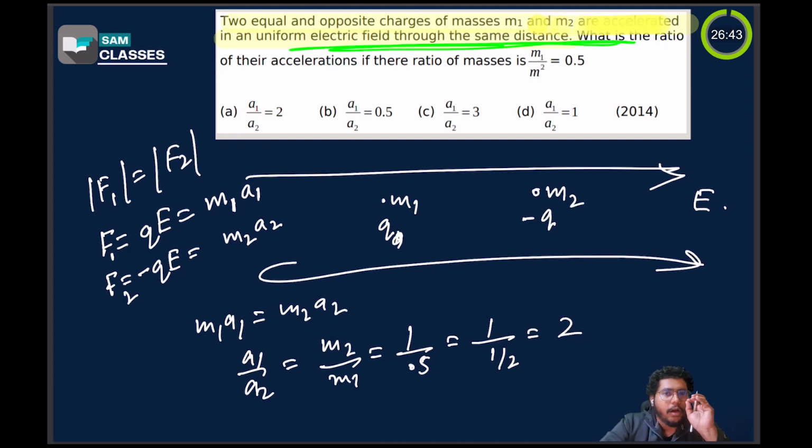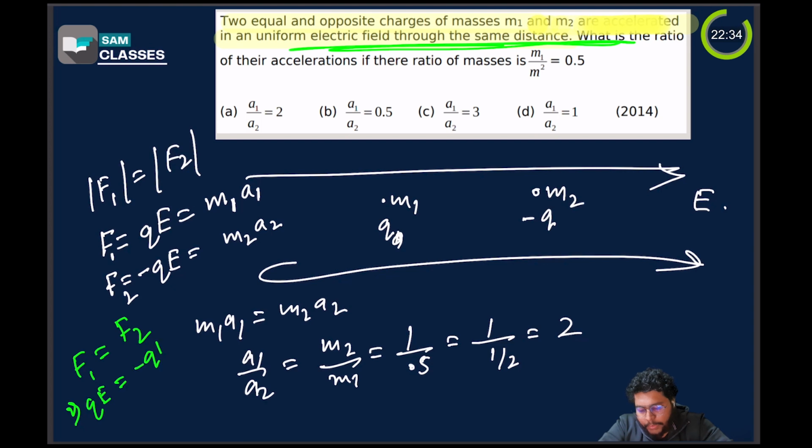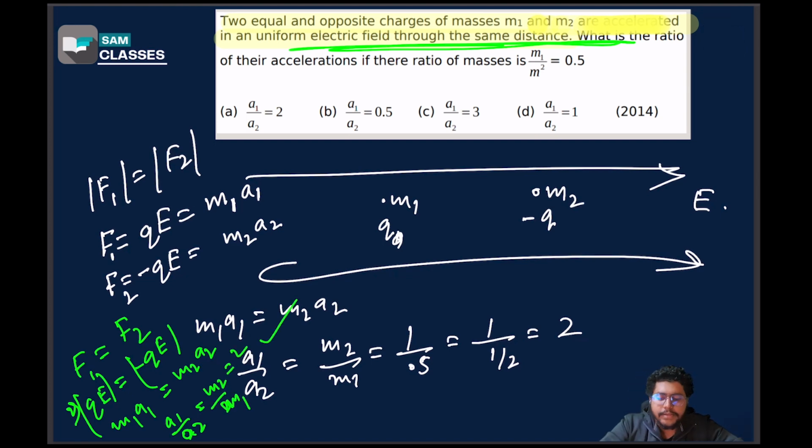Directly, I know the charge is kept in a uniform electric field. What will happen? The force will be the same. So F1 and F2 will be the same, and that is equal to QE. It will be equal to minus QE magnitude-wise, and that should be equal to M1 A1 is equal to M2 A2. So what do I need? A1 by A2 is equal to M2 by M1, and that is equal to 2. That's it, done. It should take less than 30 seconds, nothing more than that.